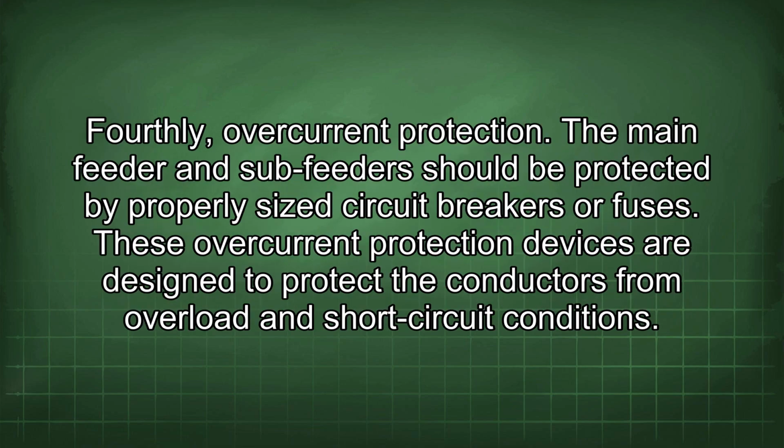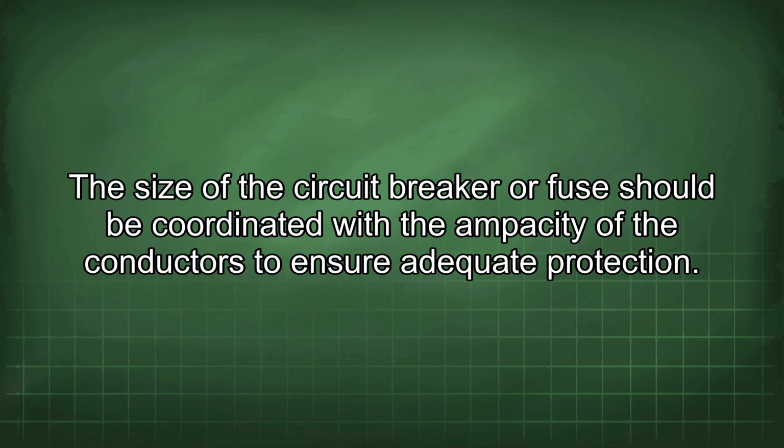Fourthly, overcurrent protection. The main feeder and sub-feeders should be protected by properly sized circuit breakers or fuses. These overcurrent protection devices are designed to protect the conductors from overload and short-circuit conditions. The size of the circuit breaker or fuse should be coordinated with the ampacity of the conductors to ensure adequate protection.